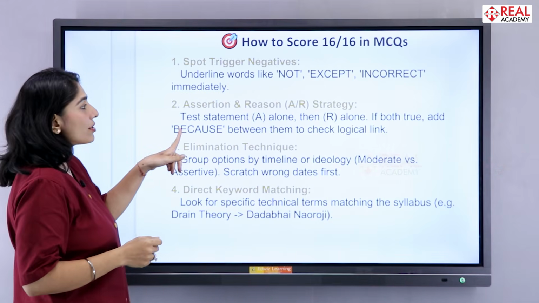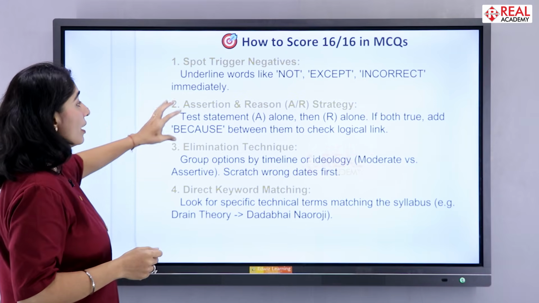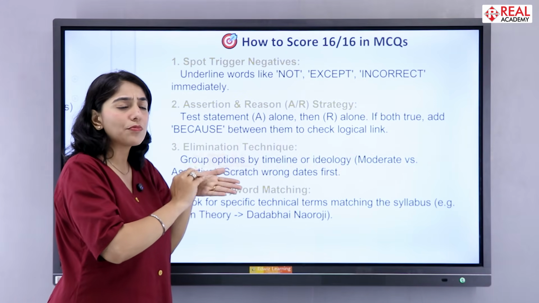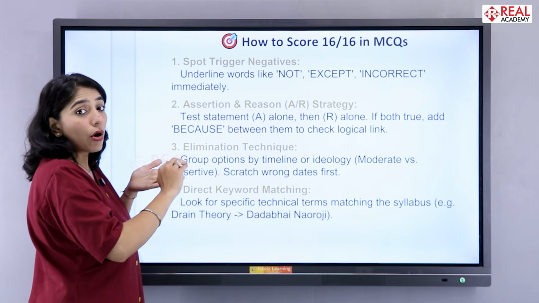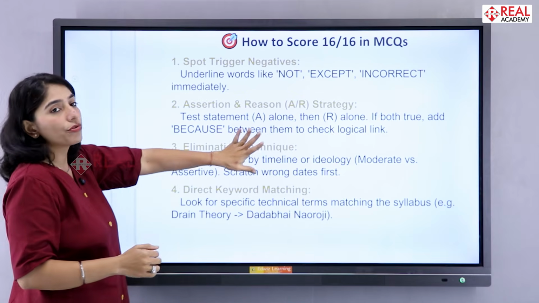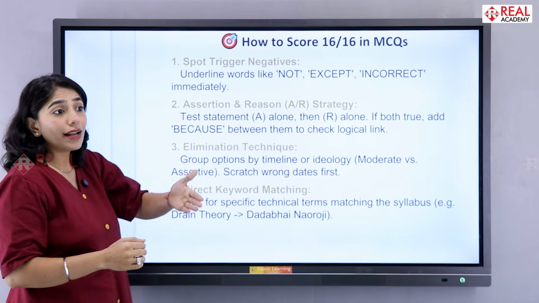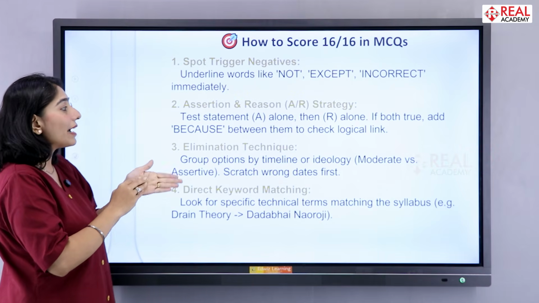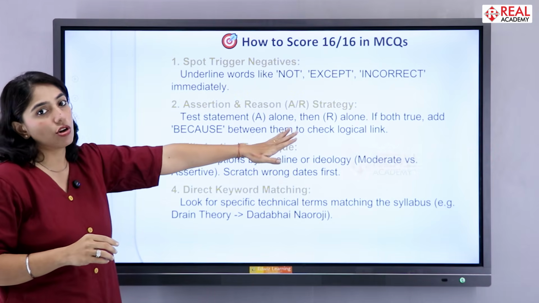Alright, for assertion and reason, what is the strategy here? First, you only look at what A stands for. Is statement A completely correct? And then later on you move to R. And then you evaluate whether R is correct. So if both are true, add "because" between them to check the logical link.